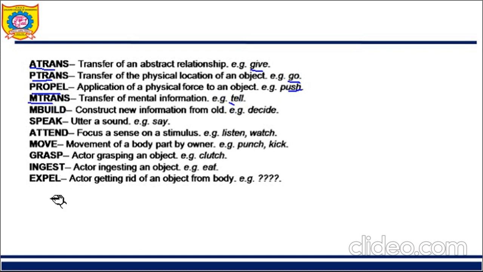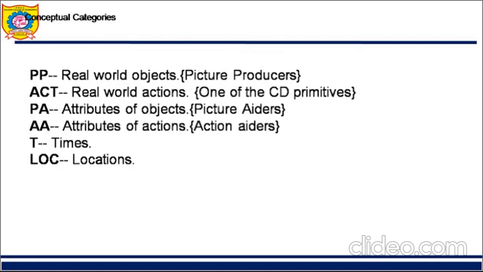So these codes are used. MBUILD means to decide. SPEAK is to say. ATTEND is to listen. MOVE is to punch or kick. GRASP is to clutch. If you perform these activities, you have to use these words. It's that simple. We will use one or two and show it to you.